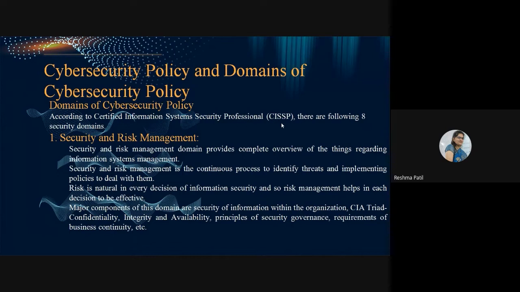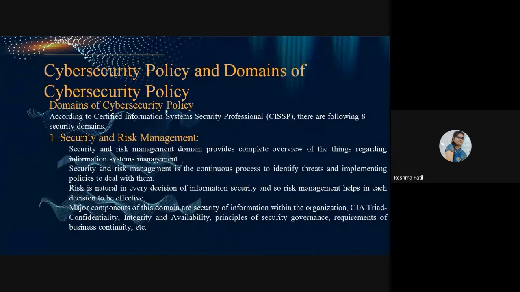I have also done one certification, that is CISA, Certified Information System Auditor. That also comes under this domain, cybersecurity. So if you are thinking to go into the cybersecurity domain, then you can do CISA, that is Certified Information System Auditor, or CISSP, that is Certified Information System Security Professional. You can give the exam of this certification online.